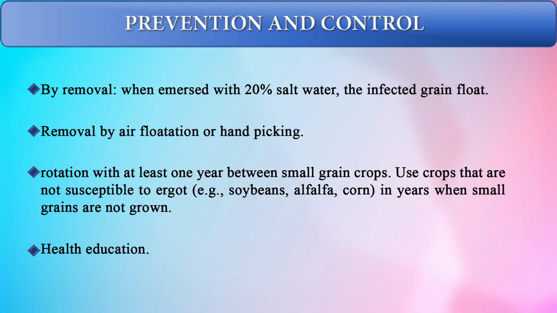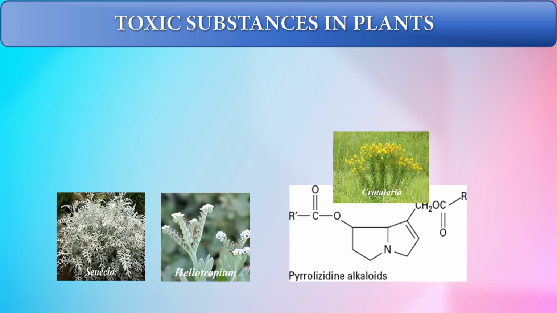These can be controlled by removal: when immersed in 20% salt water, the infected grain floats, and it can be removed by air flotation or hand picking. Health education is another parameter for the prevention and control of this disease. Now we come to the toxic substances in plants.